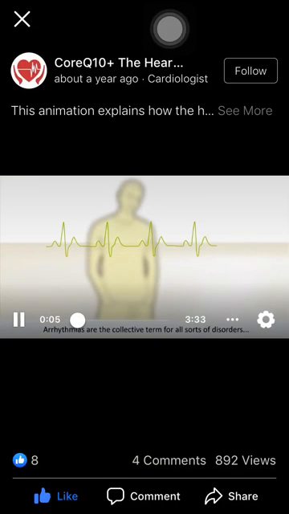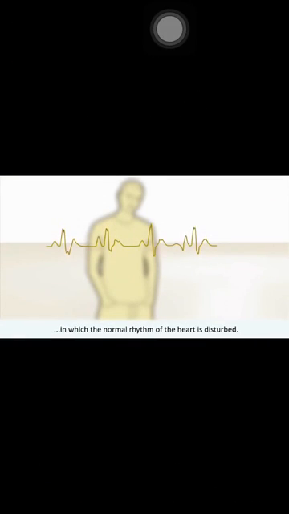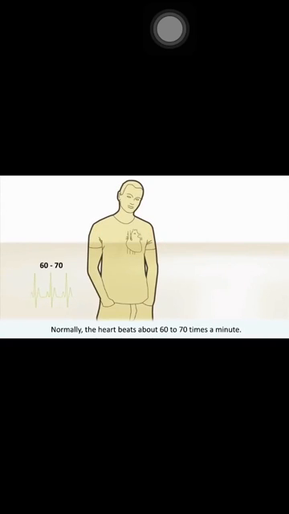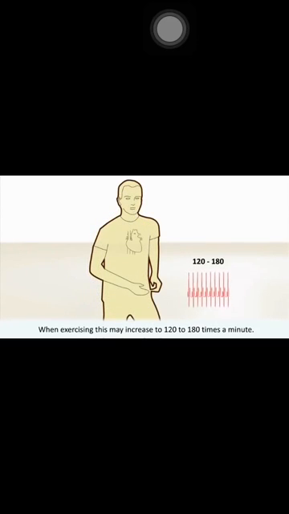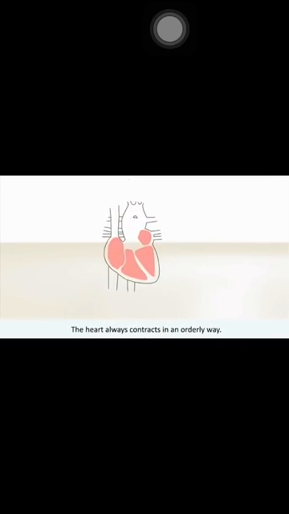Arrhythmias are the collective term for all sorts of disorders in which the normal rhythm of the heart is disturbed. Normally, the heart beats about 60 to 70 times a minute. When exercising, this may increase to 120 to 180 times a minute. The heart always contracts in an orderly way.